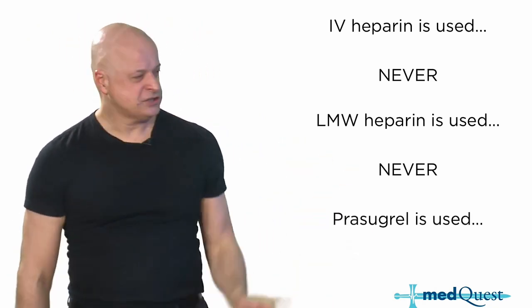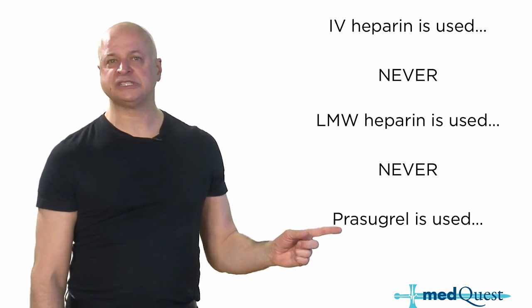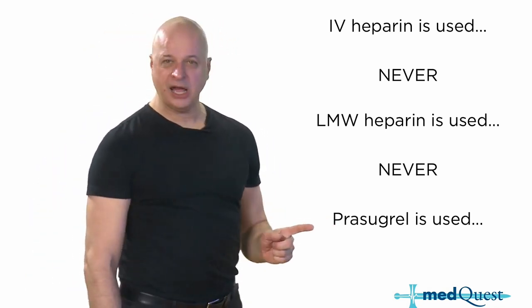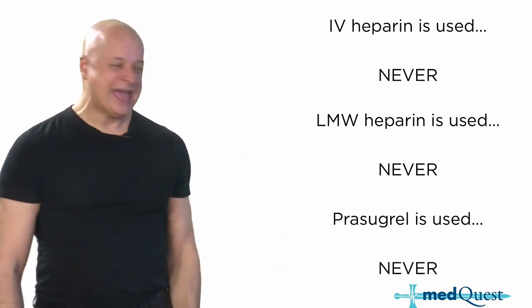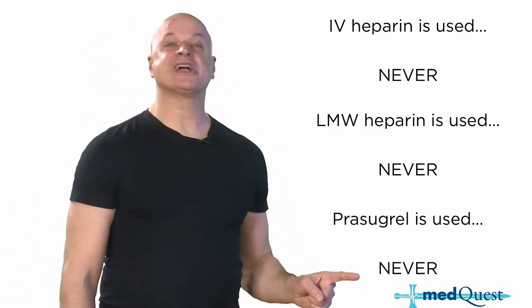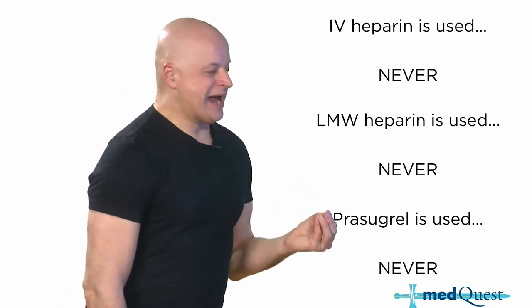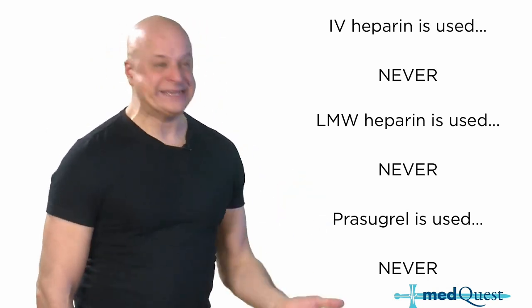Prasugrel with the stent. Yes, good in the heart. But in the brain, having a previous stroke or current stroke is a contraindication to the use of prasugrel, because prasugrel will make you bleed.